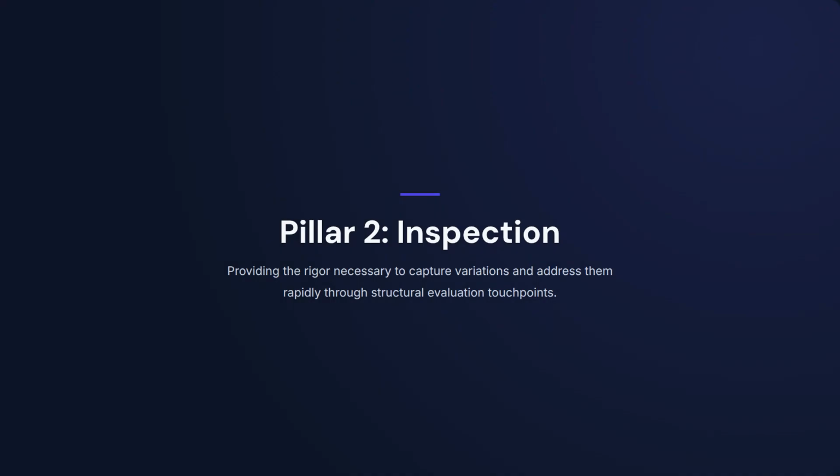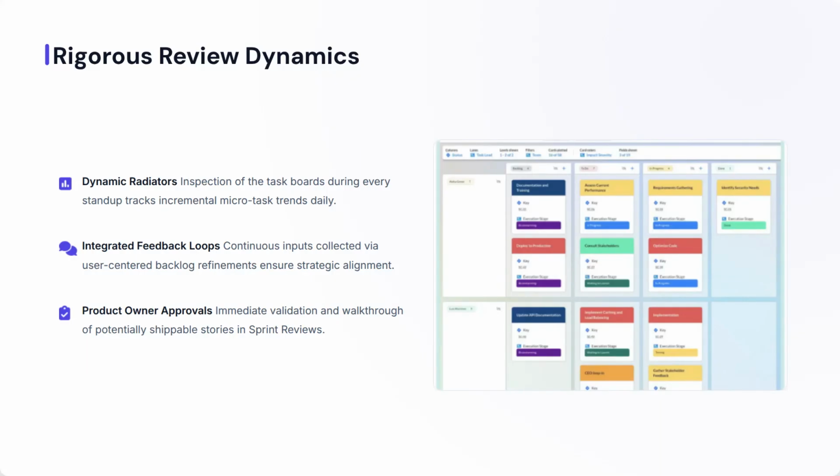That brings us to pillar number 2, inspection. Inspection is all about evaluation, but be careful, this isn't about micromanaging or auditing the developer's work. Scrum inspection focuses on the quality of the product increment and how well the process is working. In Scrum, inspection happens continuously through multiple touch points.